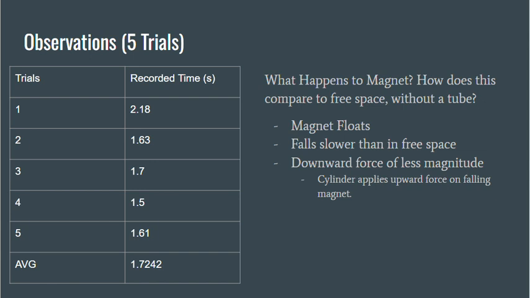Then we have our observations. We did 5 trials. Each of the recorded times for each trial is shown there, as well as the average. What happens to the magnet? And how does this compare to free space without a tube?